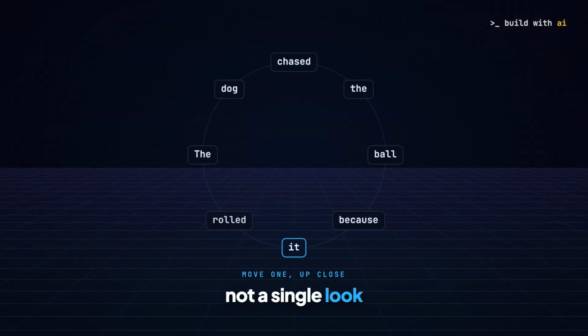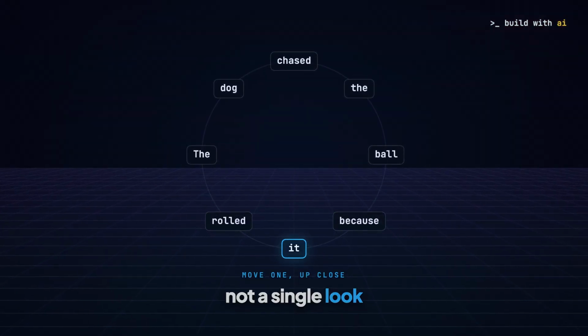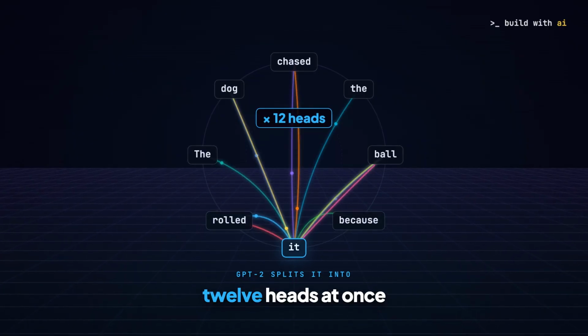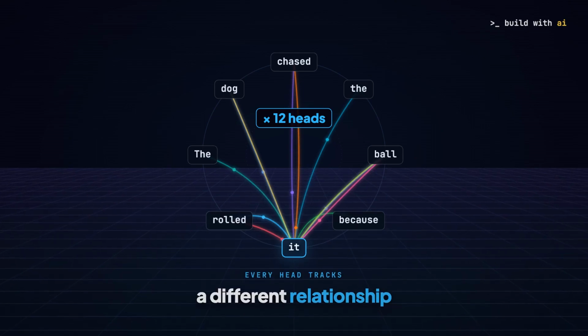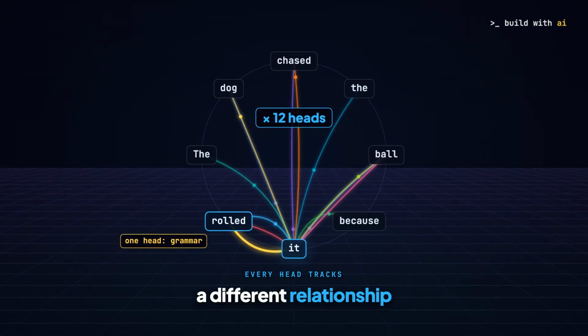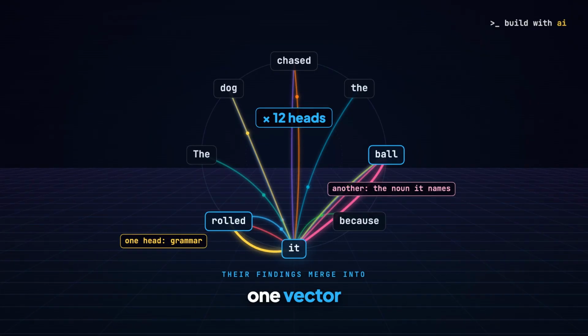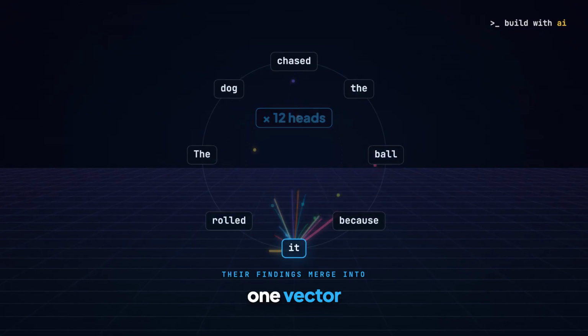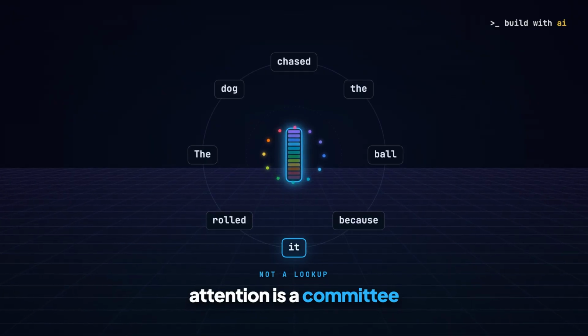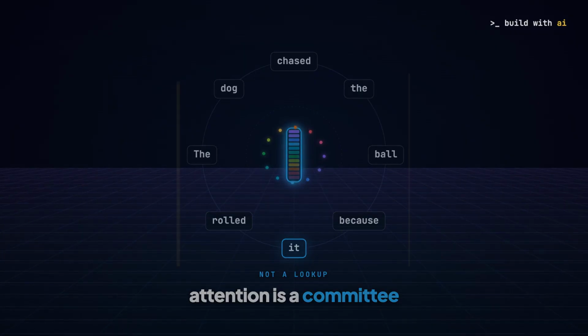And that first move isn't a single look. Each block splits attention into many heads running side by side, 12 of them in GPT-2, and every head tracks a different relationship. One head follows grammar, another links a pronoun back to the noun it stands for. They all look at once, then their findings merge back into one vector. Attention isn't a lookup. It's a committee.